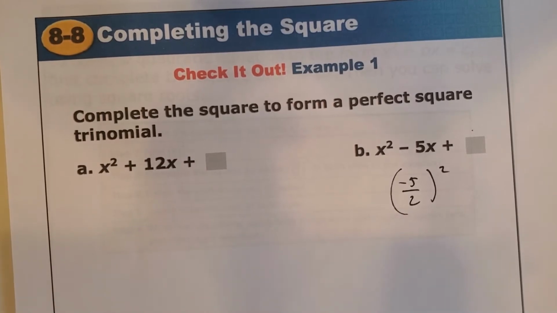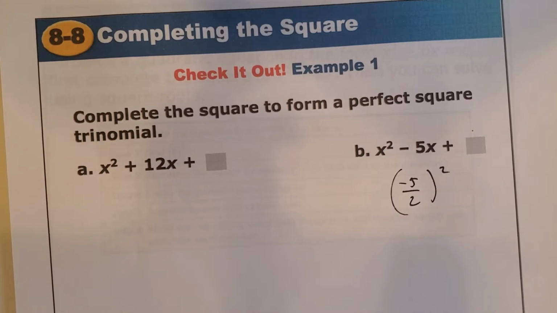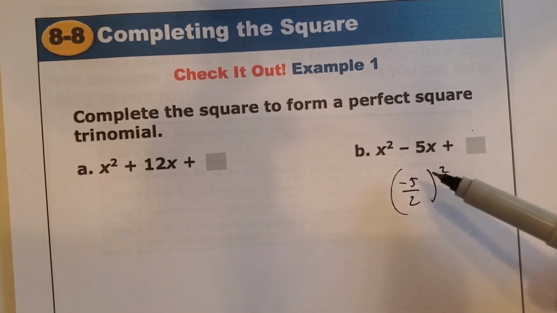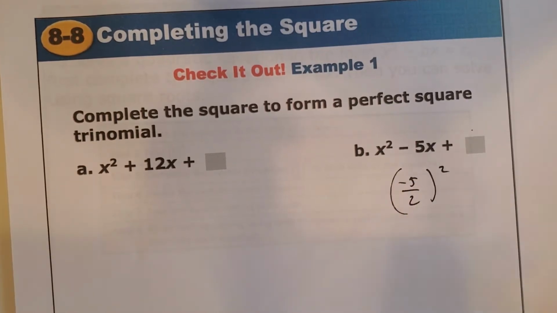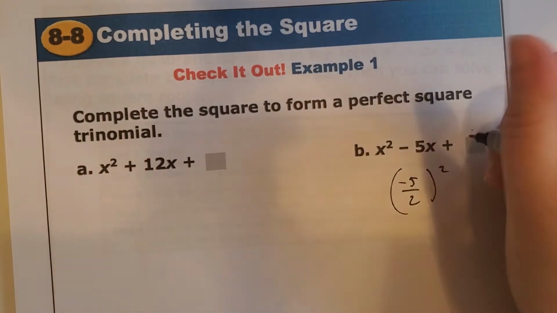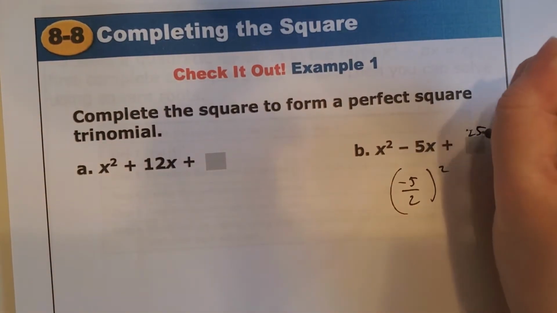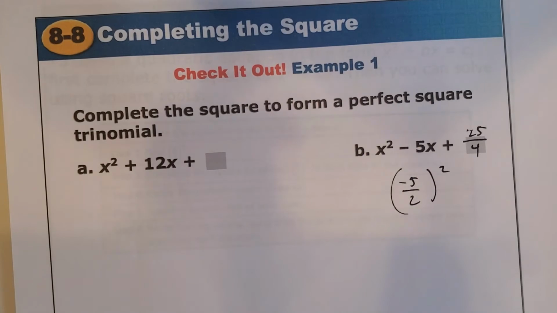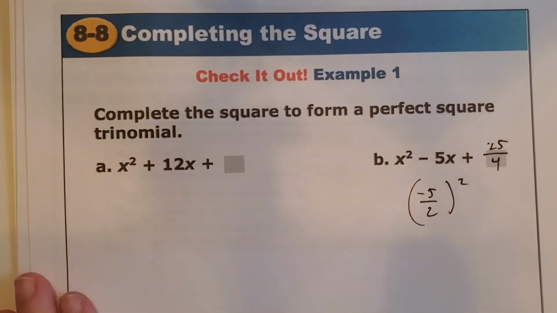be reduced anymore. When you're squaring a fraction, though, you are allowed to square both the numerator and the denominator. So negative 5 squared is 25 over 2 squared is 4. So 25 over 4 is going to go in that gray box. All right? And that's it for completing the square. And we're going to talk about stuff like how this kind of relates to everything in a couple minutes.